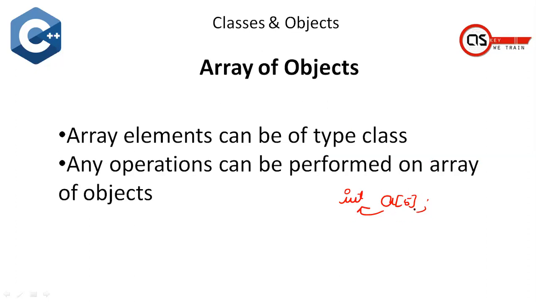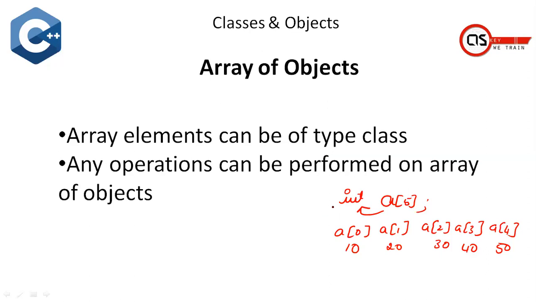That means you can store 5 different elements, that is A of 0, A of 1, A of 2, A of 3 and A of 4, where you can store all the elements which are of the type integer. So I can store 10, 20, 30, 40, 50. Now you have an array of type integer where you will be able to store the elements.